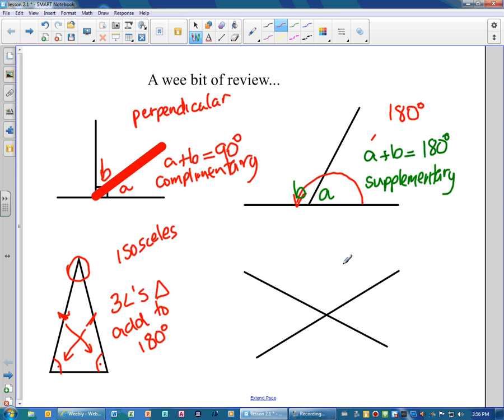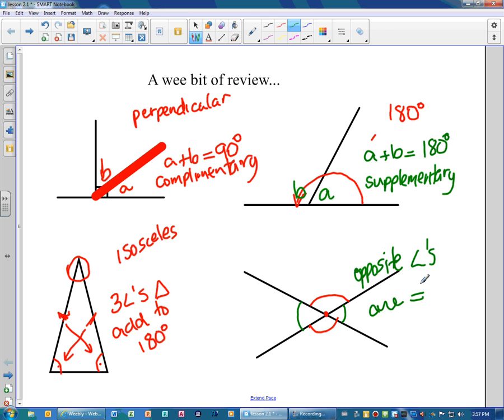Okay, and then this last symbol here, it's just showing 2 lines that are intersecting each other at this point. If these 2 lines are intersecting each other, we know that this angle is equal to that angle, and we know that this angle would be the same as that angle. So the 2 green angles are called opposite angles, and opposite angles are equal.